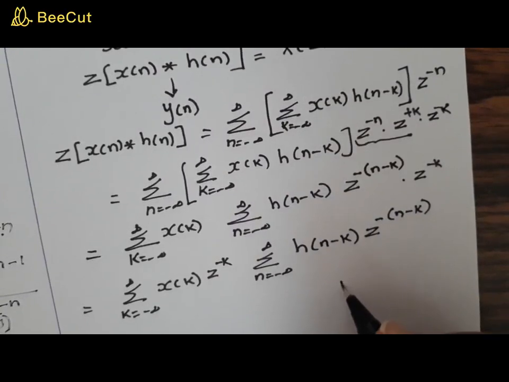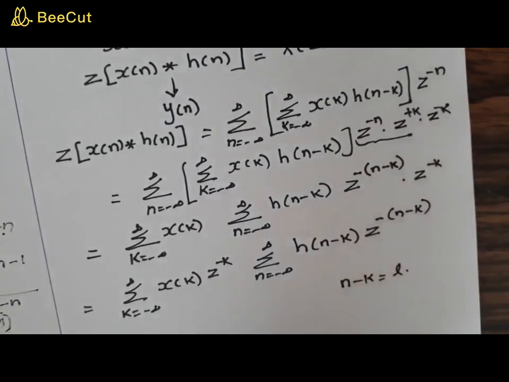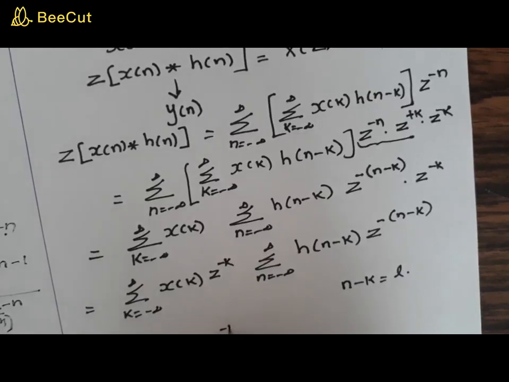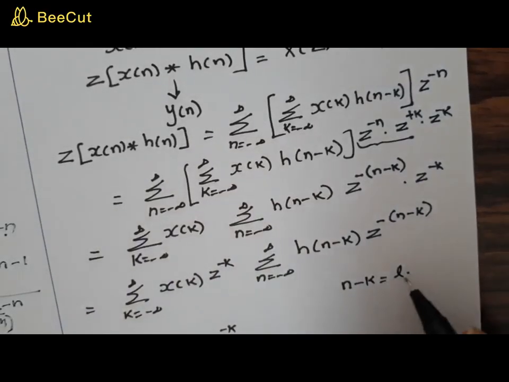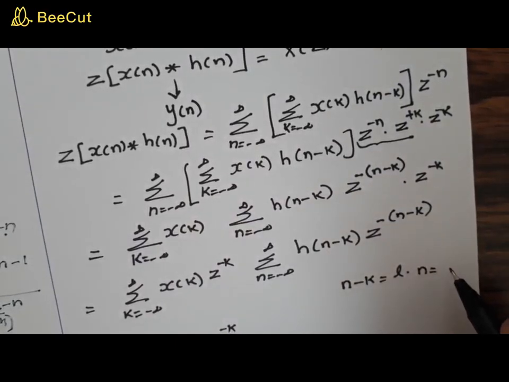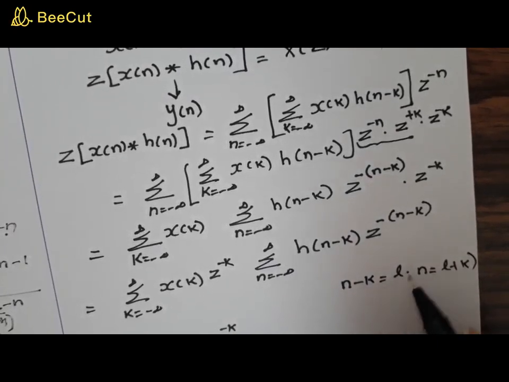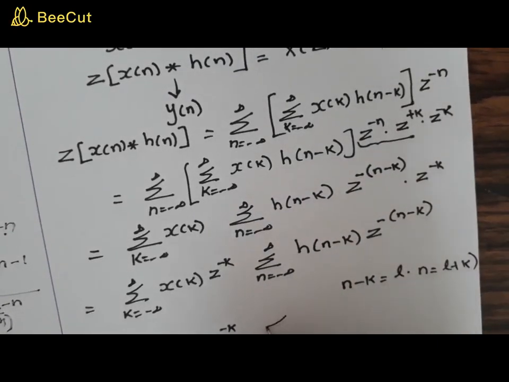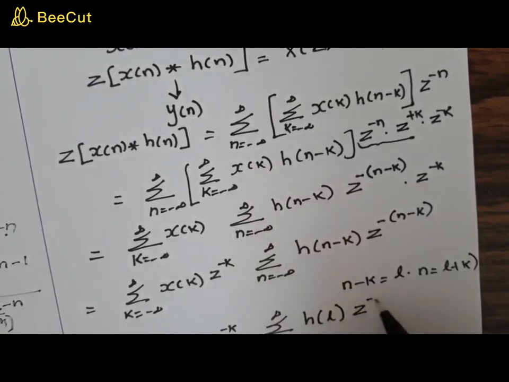Now putting n minus k equal to L, this expression becomes k equals minus infinity to plus infinity x of k into z raised to minus k into sigma. What about this n minus k? From this you can say that n is equal to L plus k. When you put n minus k equal to L, as n varies from minus infinity, L also varies from minus infinity to plus infinity, and this will be h of L into z raised to minus L.